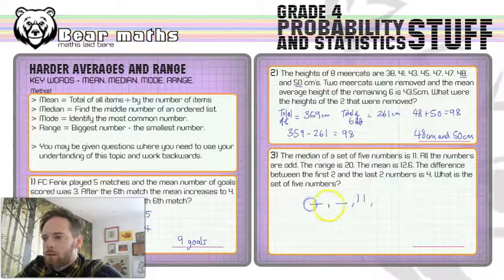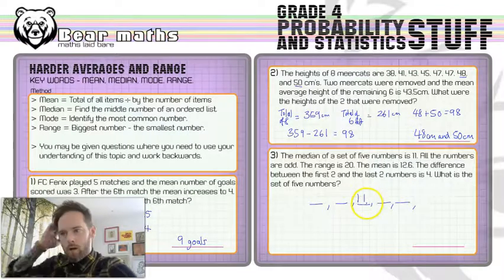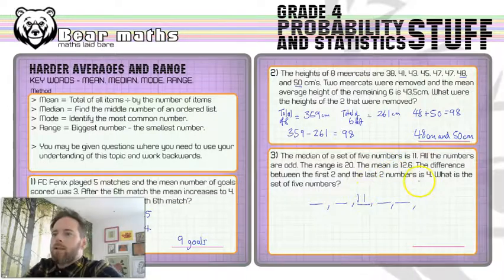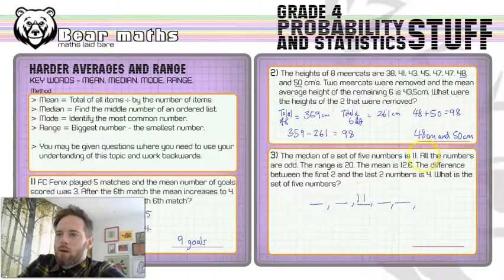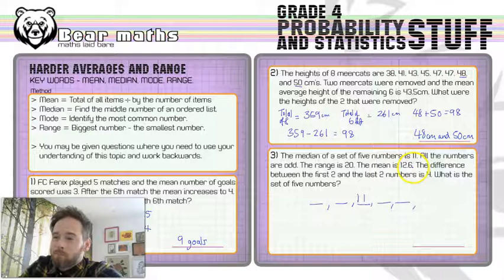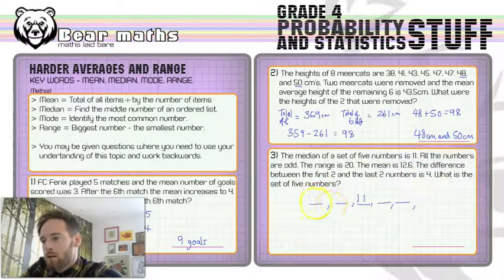So I'm just going to set out 5 spaces, okay? And we've got the middle one, all right? Because we know that the median is 11. So straight away, without reading anything else, just pop that down there. Then we have a look at the rest of the information. So all the numbers are odd, fine, no worries. The range is 20. That means the difference between this one and this one is 20, okay? The mean is 12.6, fine. And the difference between the first 2 and the last 2 numbers is 4. So the difference between these 2 is 4, and the difference between these 2 is also 4.